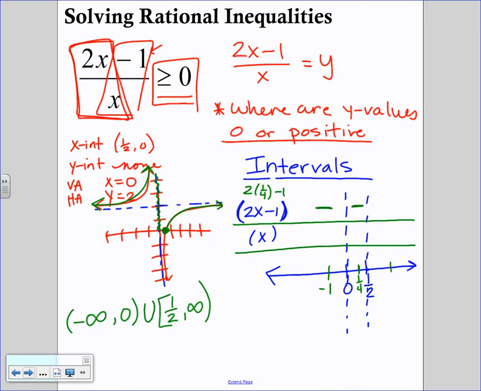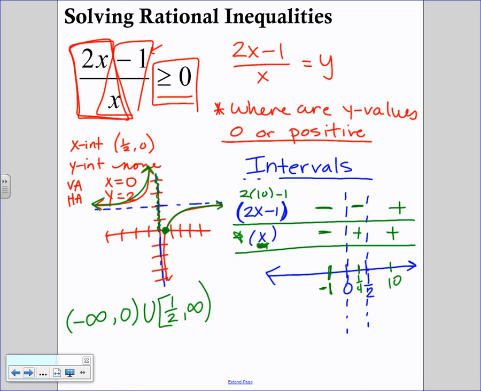And let's pick something over here, something obnoxious like 10. If I plug 10 into this factor, what's 2 times 10 minus 1? It's 19. That's positive overall. Let's do the same thing for our second factor, x. If I plug in -1, I get -1, a negative value. If I plug in 1/4, x is a positive number. If I plug in 10, well, 10 is a positive number.